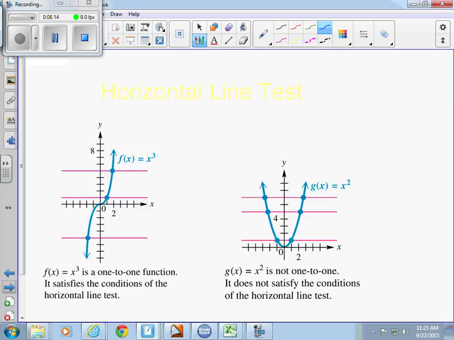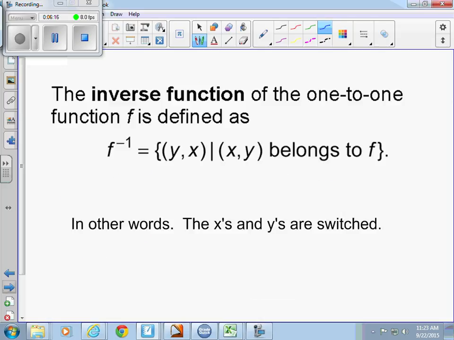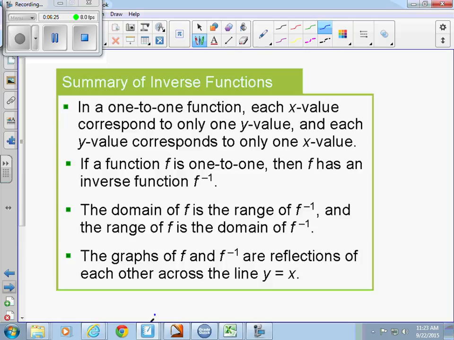Just another picture of the horizontal line test. The inverse function of a one-to-one function switches the input and output. It's just inverse stuff. You probably have a note card on inverse functions. A one-to-one function: each x value corresponds to one and only one y value. If the function is one-to-one, then it has an inverse function.